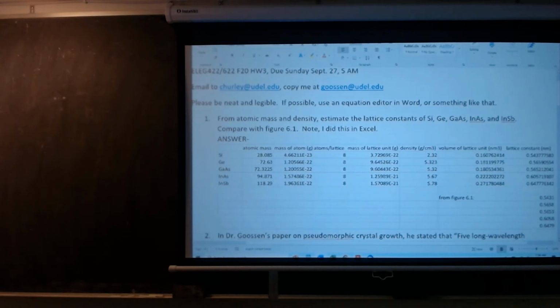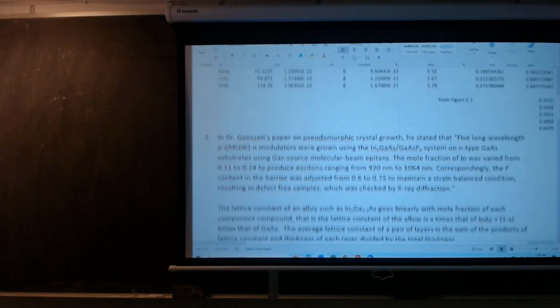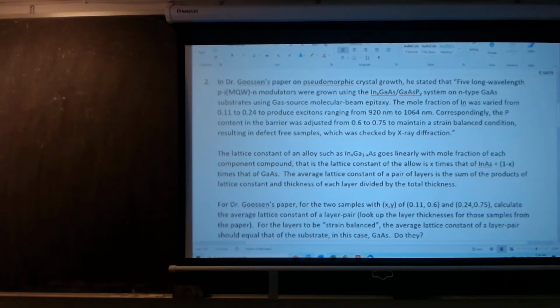Okay, so that was a pretty simple question, and then I asked you to read my paper on pseudomorphic crystal growth, and we had covered that. That's when you have a pair of layers, indium gallium arsenide and gallium arsenide phosphide. The idea here is that this one has a larger lattice constant than the gallium arsenide substrate, and this one has a smaller lattice constant than the gallium arsenide substrate.